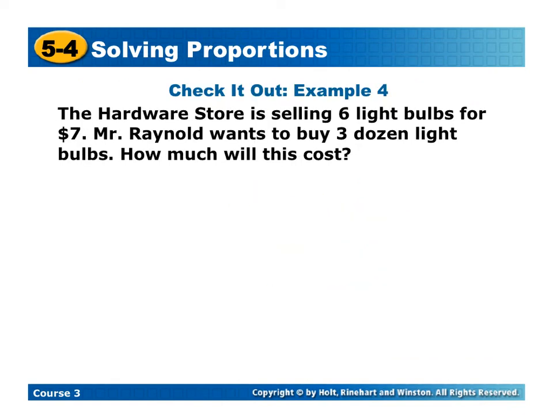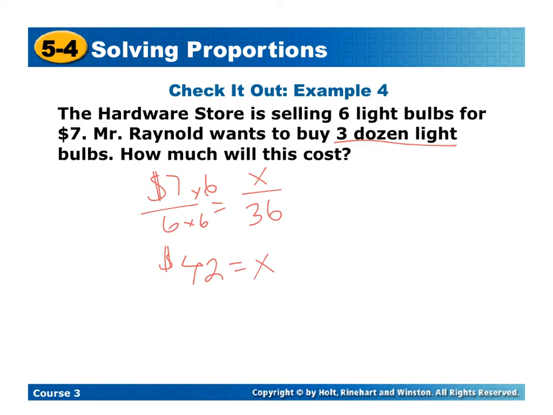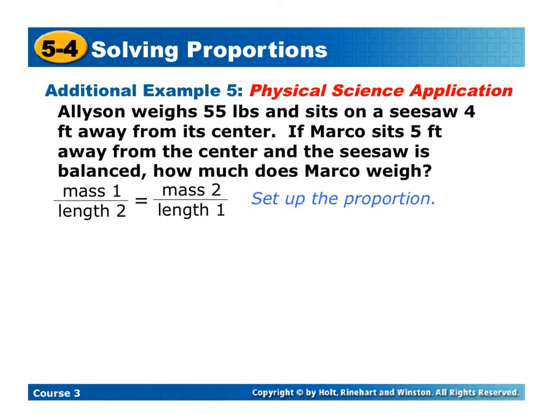Go ahead and pause the video and try this problem now. So here, we're paying $7 for 6 light bulbs. And if they want to buy 3 dozen light bulbs, so 3 times 12 would be 36, we want to know how much that would cost. Once again, we could use equivalent fractions. Multiply the bottom by 6, multiply the top by 6, and we get $42 is equal to our cost for 3 dozen light bulbs. Alright, go ahead and pause the video and try this problem now.